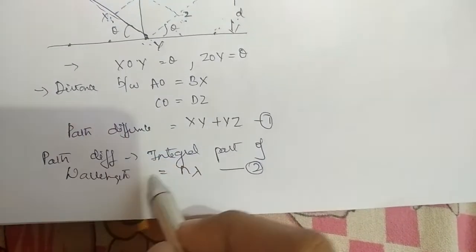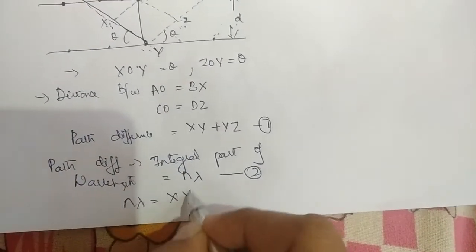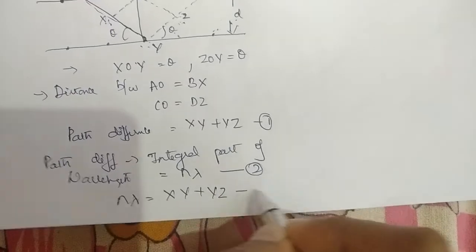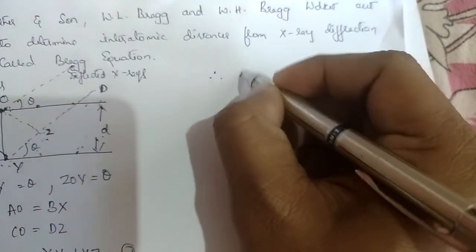Therefore, path difference, we know, is n lambda. Therefore, n lambda equals XY plus YZ. This is equation 3.